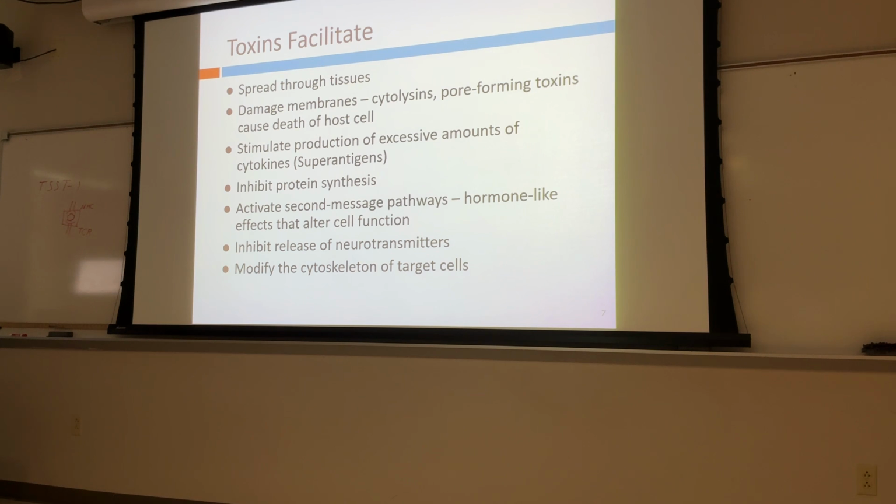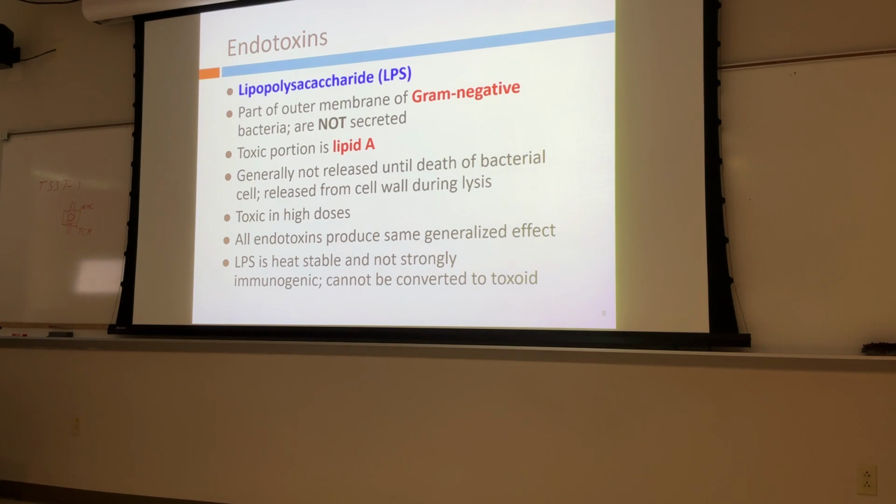Modify the cytoskeleton of target cells. That one's kind of cool. Bacteroides fragilis, which we talked about a little bit already, is an example of one of the microorganisms that does that. It actually gets inside your cells and starts rearranging your actin cytoskeleton. So not good for your cell, but that's an example of one that does this. The neurotransmitters we'll talk about over the next month or so.